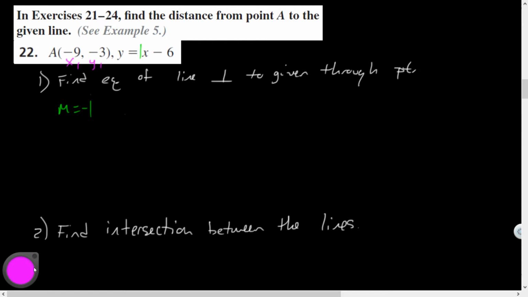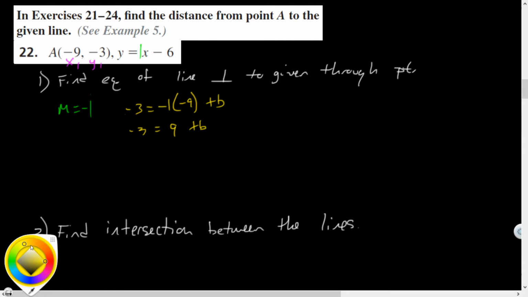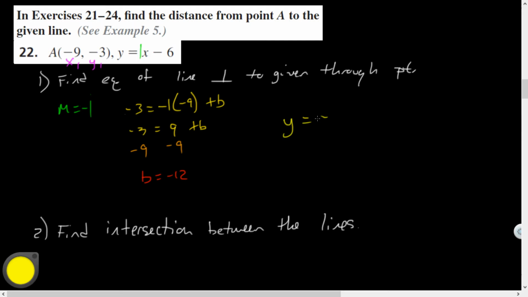So let's plug this into slope-intercept form and solve for b. So I'll have -3 is equal to -1 times -9 plus b. Not unlike the problem I just went over. -3 is equal to +9 plus b. Subtract 9 from both sides, and I will get b is equal to -12. So between my slope and y-intercept, I now have the equation of my line. y equals -x minus 12 is the equation of a line perpendicular to the given one that passes through the point.